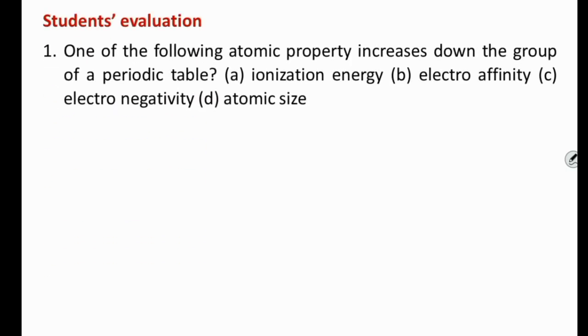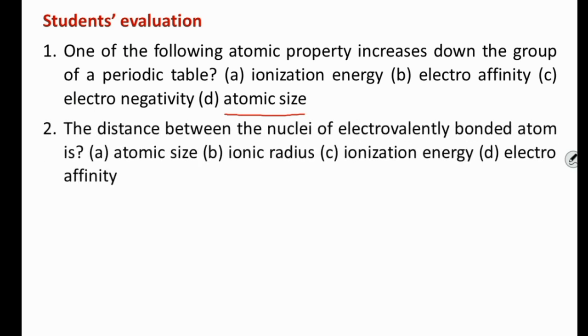One of the following atomic properties increases down the group. Now, what atomic property increases down the group? Of course, what increases down the group is atomic size. Then let's look at this: the distance between the nuclei of electrovalently bonded atoms. I said electrovalently bonded atoms. The distance between nuclei of electrovalently bonded atoms should be ionic radius. Then define the term electron affinity. Of course, electron affinity is the energy released, not energy required, energy released when 1 mole of a gaseous atom gains an electron.